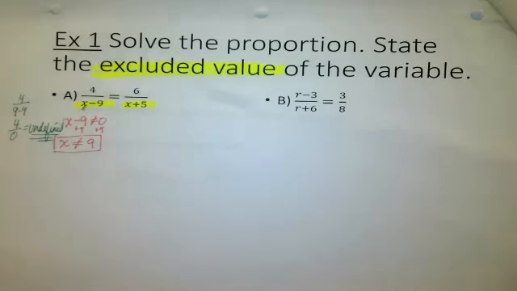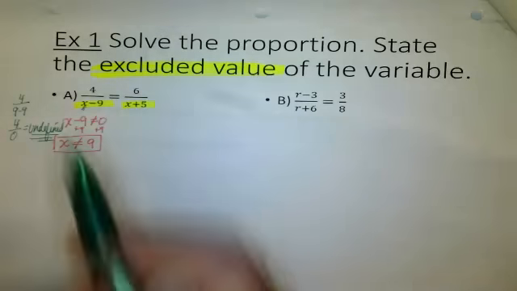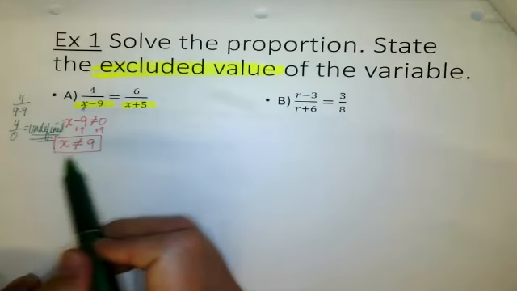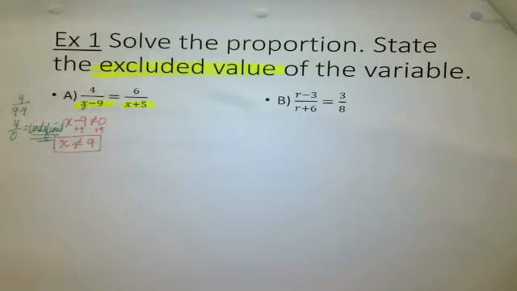All right? It's not allowed to happen that way. We cannot divide by 0. And so we need to avoid that. And so we make sure that right off the bat we say, I know that x is not allowed to be positive 9. What else is x not allowed to be?